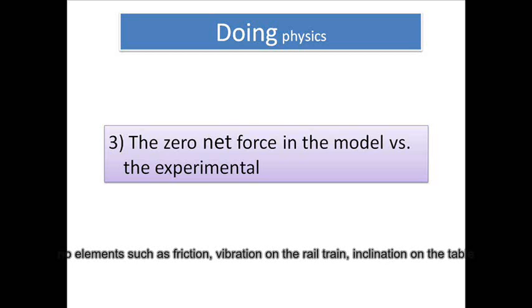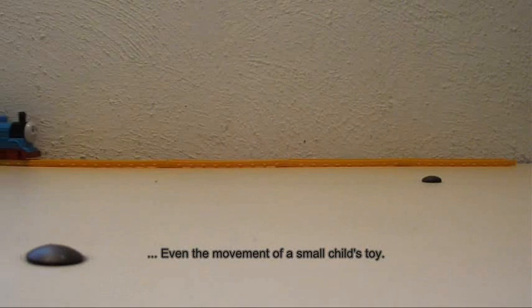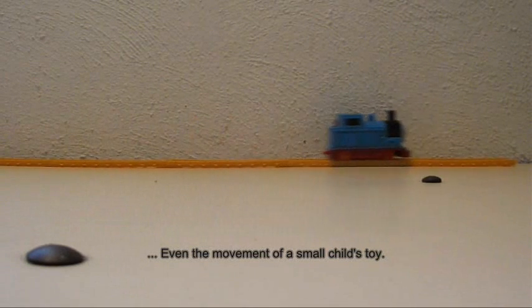The experiment shows that there are elements such as friction, vibration on the train rail, inclination of the table, and friction that make a small difference between the two models. Newton's first law indicates the presence of inertia in the system. A fundamental physics principle studied by Galileo was the key to understanding movement as we know it today. Even the movement of a small child's toy.